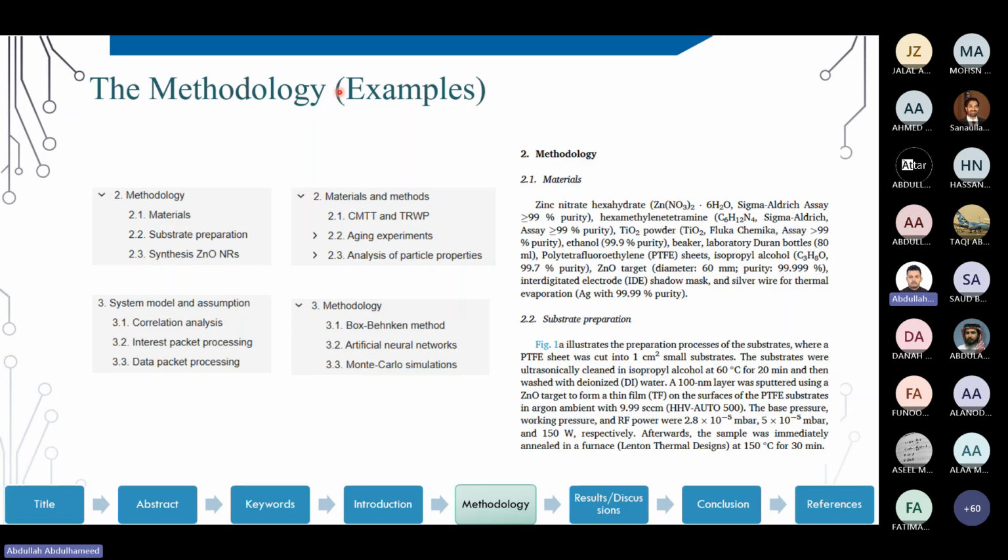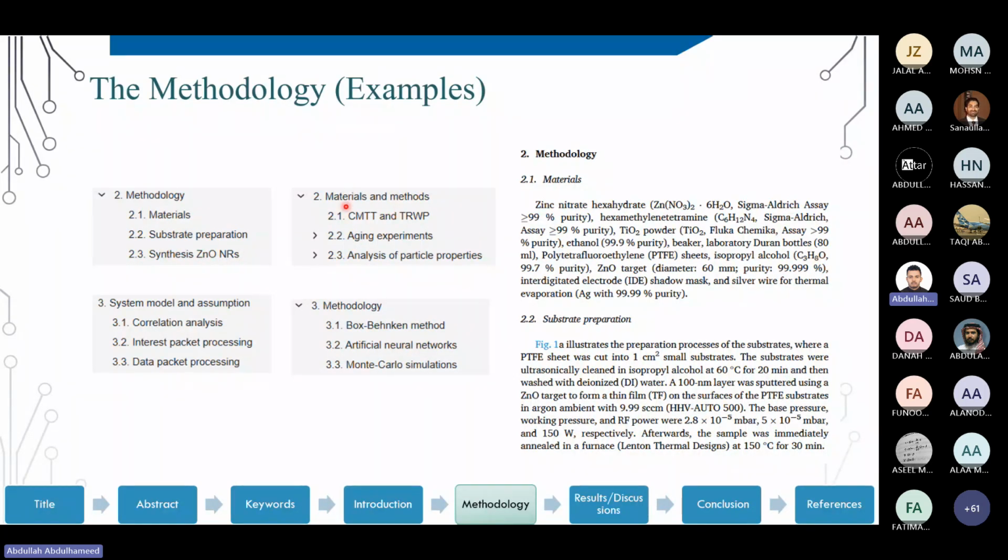The methodology examples: I will give here some examples of the methodology. You can see here in this one example, you have the section methodology. They put a subsection here, materials, and another subsection, for example, substrate preparation, if they are preparing some substrate. Also, they will mention something about the synthesis, for example.